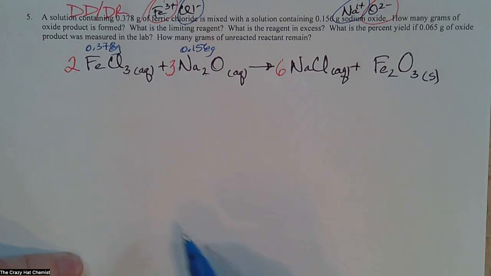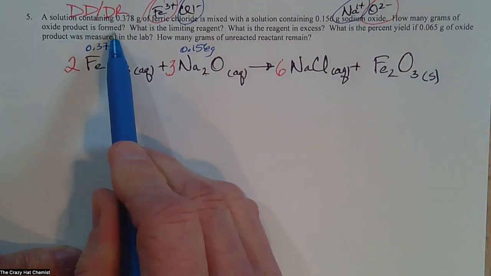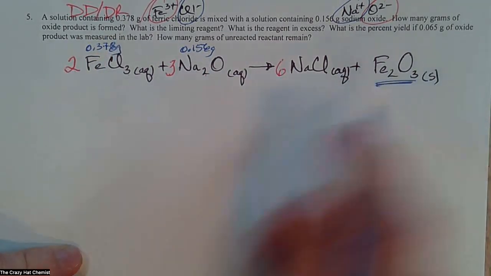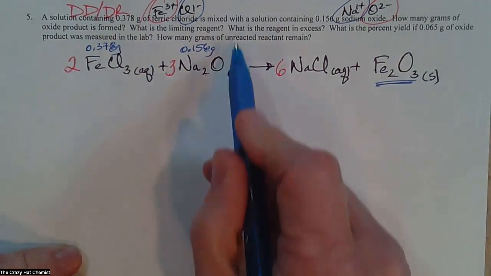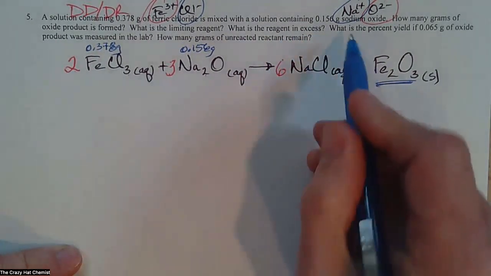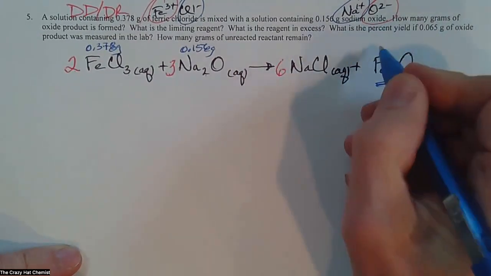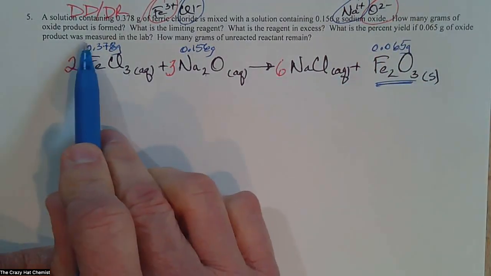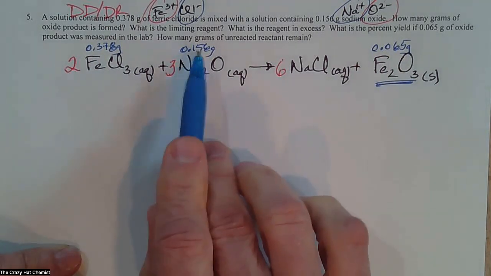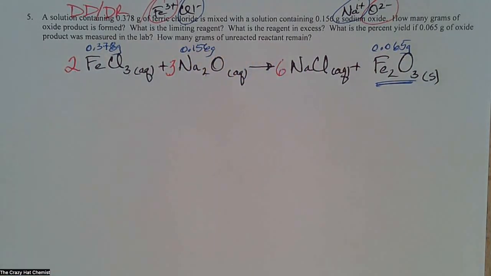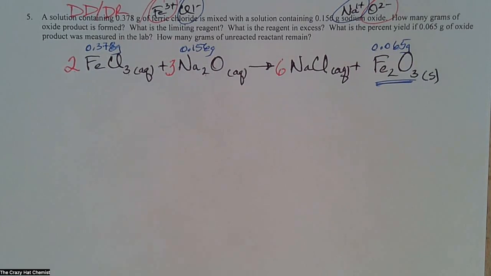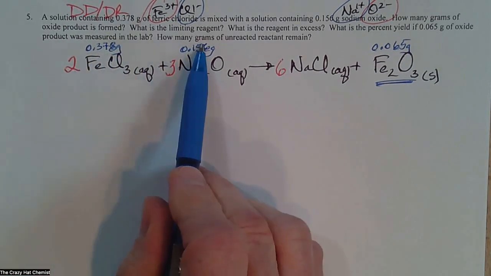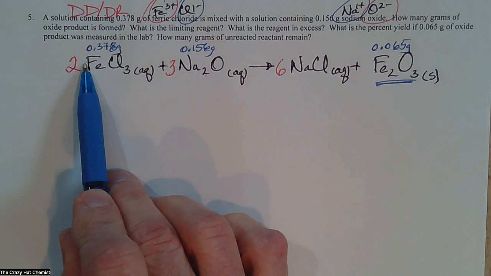And then it says, how many grams of oxide product is formed? That's the oxide product. What is the limiting reagent? What reagent is in excess? And what is the percent yield if 0.065 grams of the oxide product was measured in the lab? How many grams of unreacted reactant remain? Right. So just to make sure that you've got everything that you need on this one, and as far as concept, if you have numbers for both reactants, that tells you it's a limiting reagent problem.